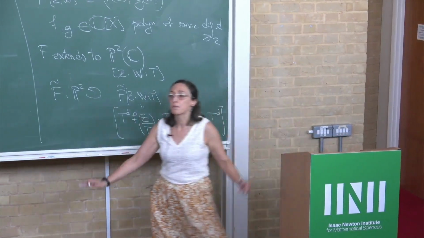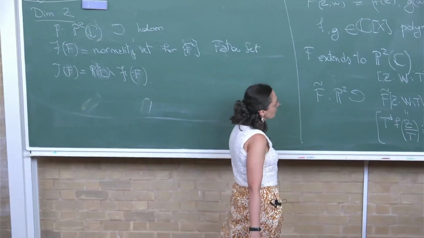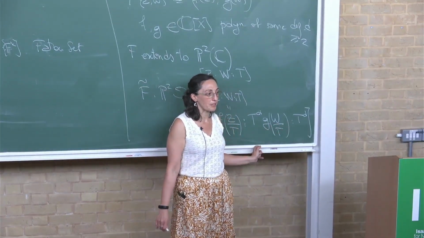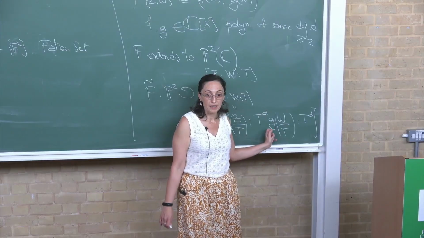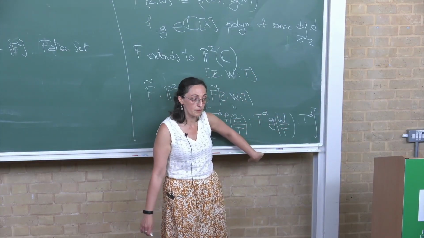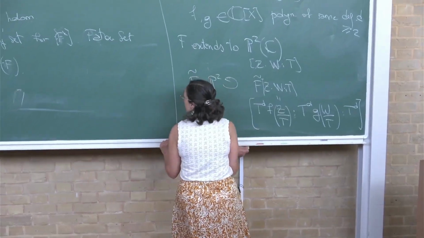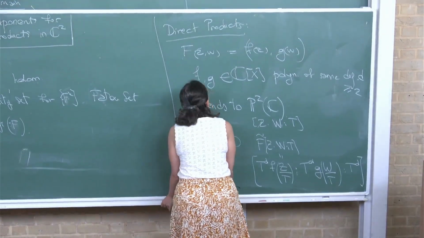So if you ever get bored during the talk, I'm going to leave you exercises. Exercise 1: try and guess what happens on the line at infinity for this map if you take two degree d polynomials. All right, so if you consider this, then what happens to the Fatou set?